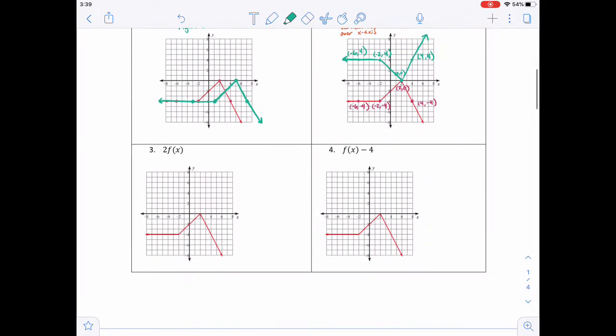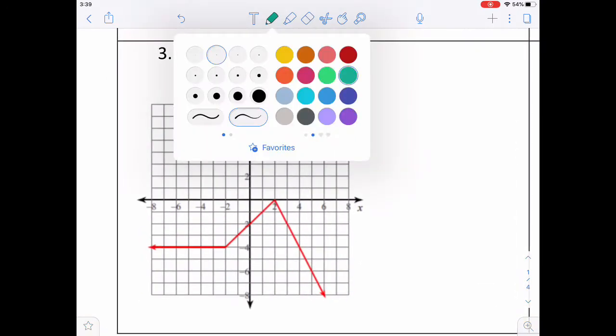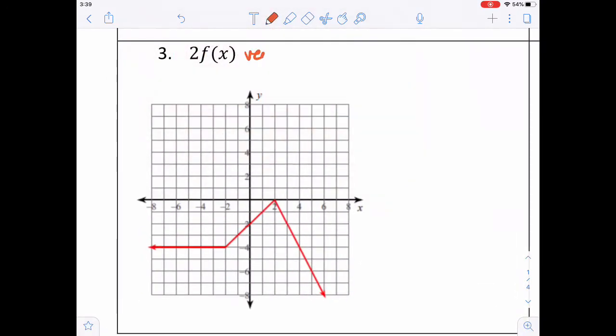Let's do 2 more. So this one we have 2f of x. This is kind of interesting. So this is a vertical stretch.